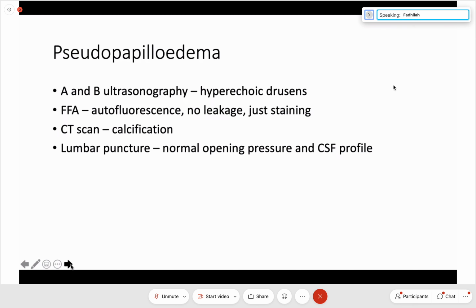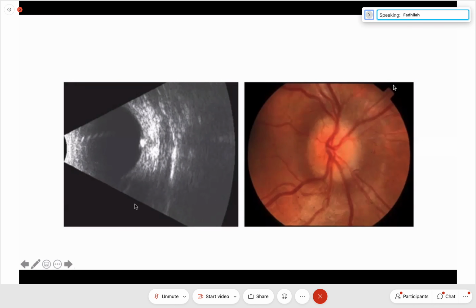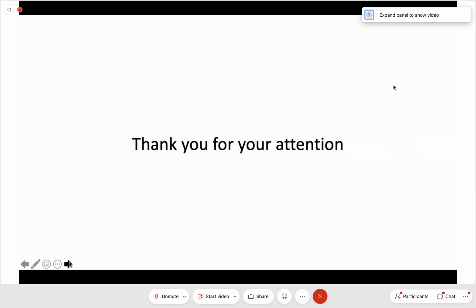Right, so this is just a photo. On the left is the B scan, which shows a hyperechoic lesion, and on the right is the patient's fundus photo, which shows a drusen. Okay, that's all for this topic.